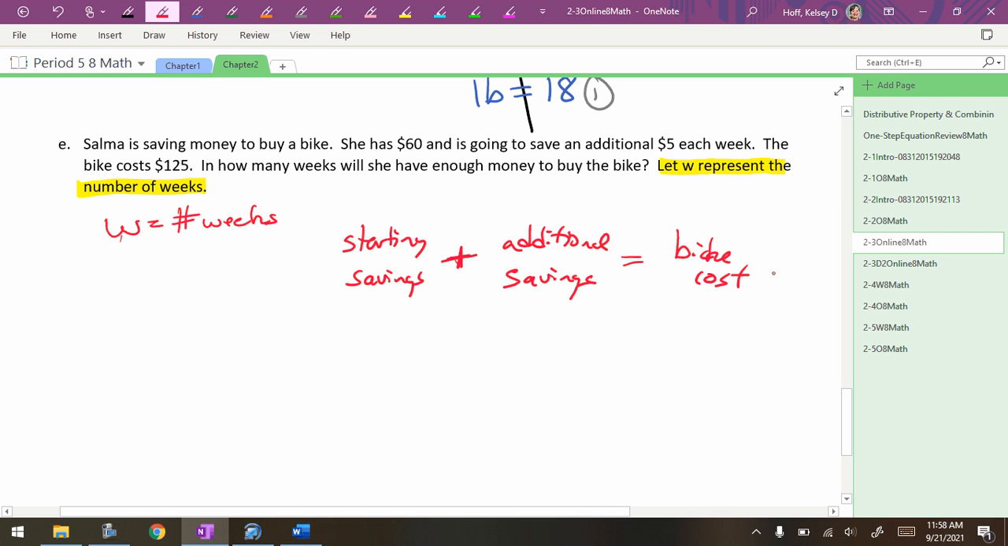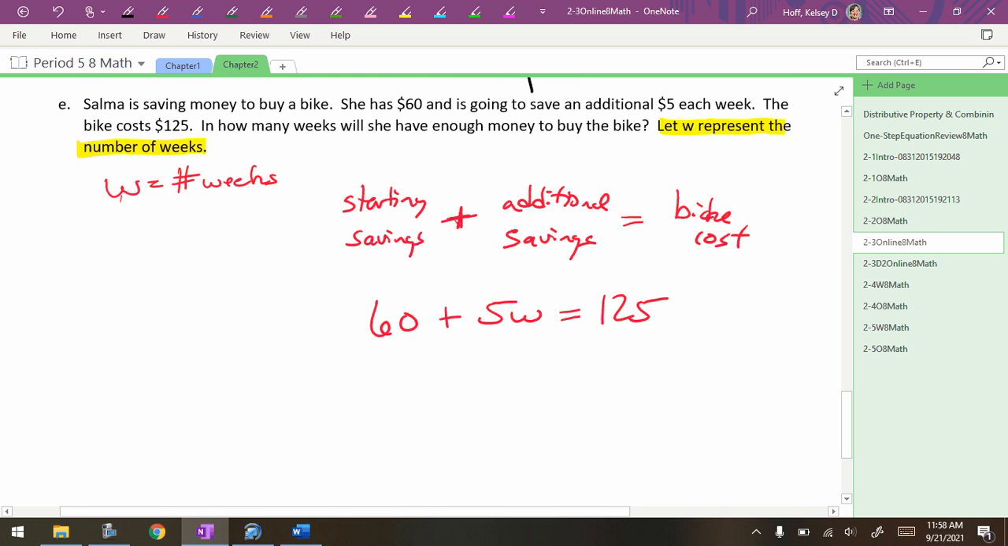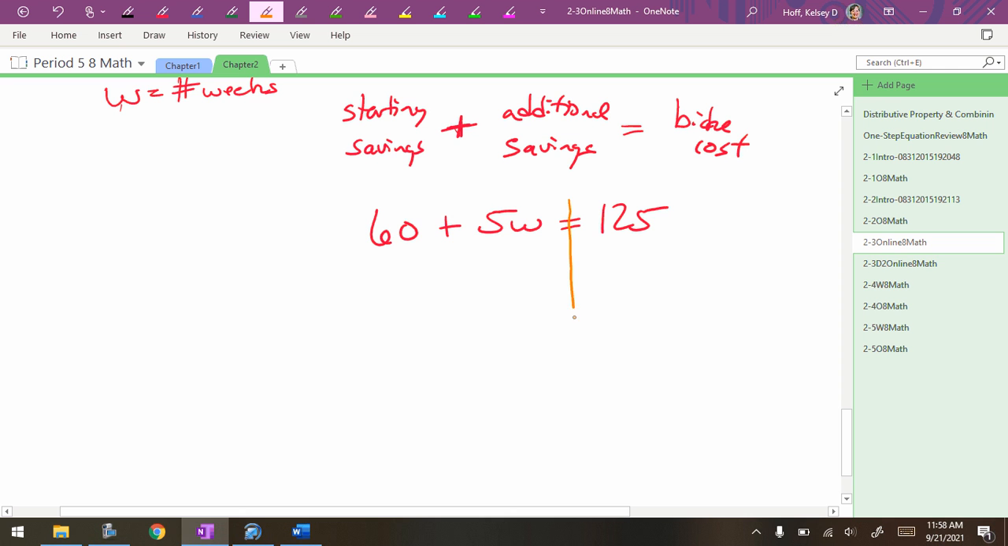Again, I know you find this annoying, but it's going to help you. Okay, now use numbers. What does she start with? $60. What are her additional savings? 5W, 5 per week. Remember that word per? What is the cost of the bike? $125. On your own. Don't shout it. Solve this. On your own. Just like we've been doing for the past couple of days. Solve this for me. How many weeks is it going to take her?